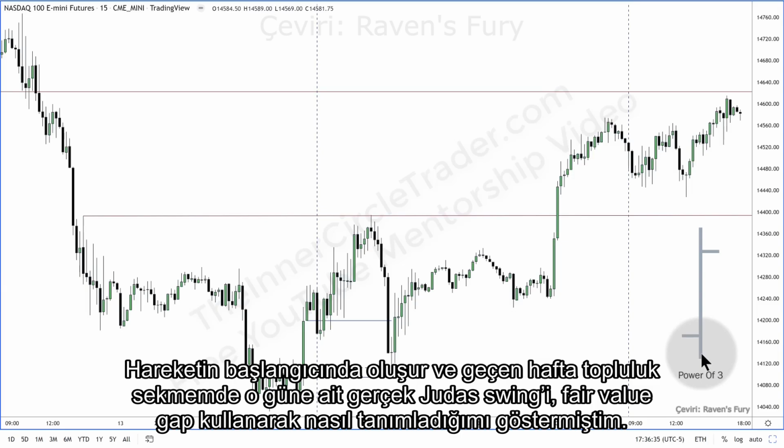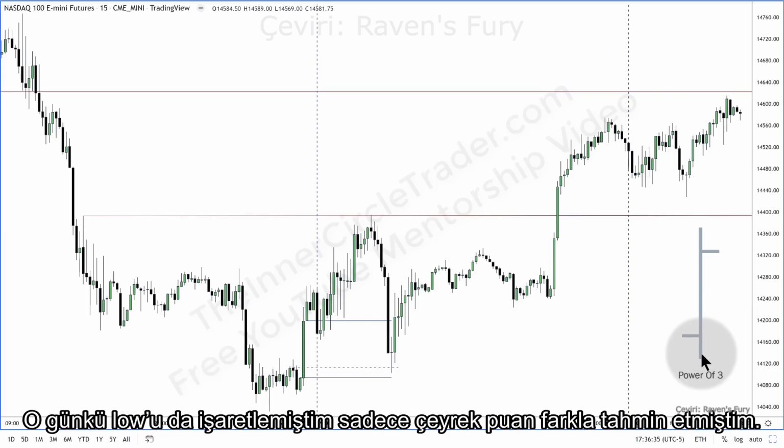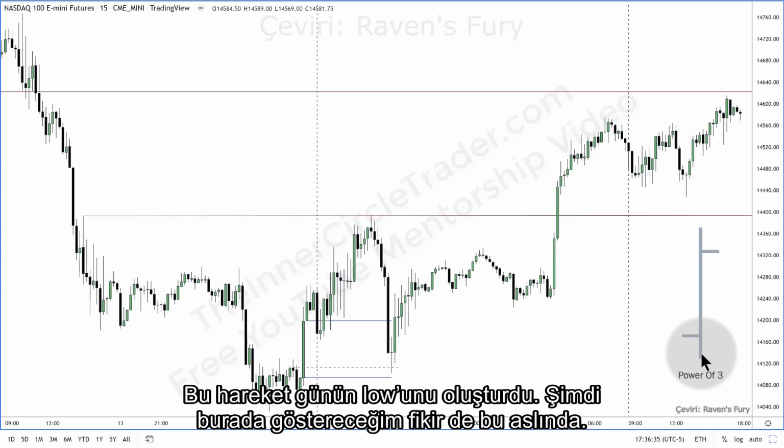And I walked you through it last week on my community tab, where I outlined the actual Judas swing for that particular day. Using the fair value gap, I outlined the low. I was only off by a quarter of a point for the low end of the range, and it created the low of the day. The idea is what I'm going to show you here as well.